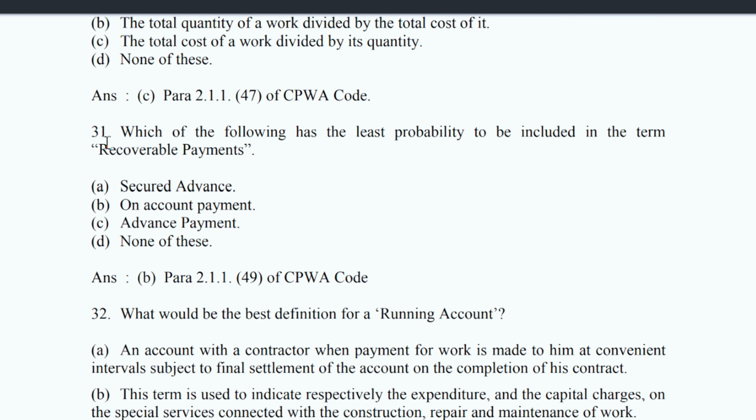Serial number 31. Which of the following has the least probability to be included in the term recoverable payments? So the answer is this one, on account payment.